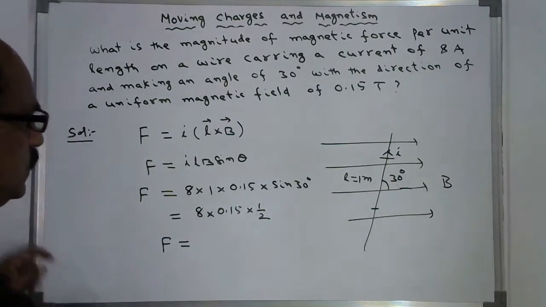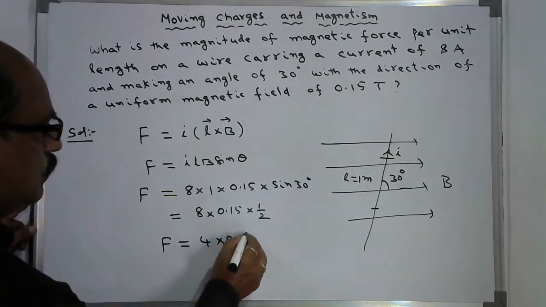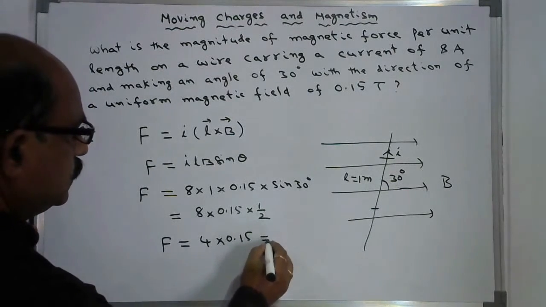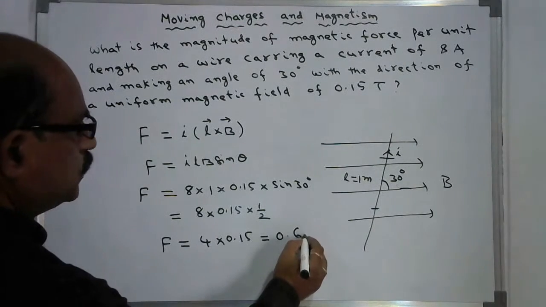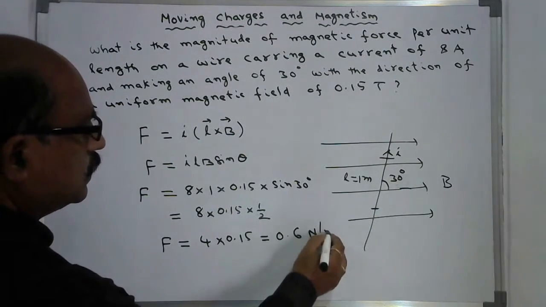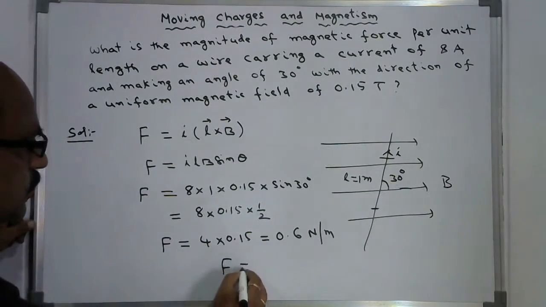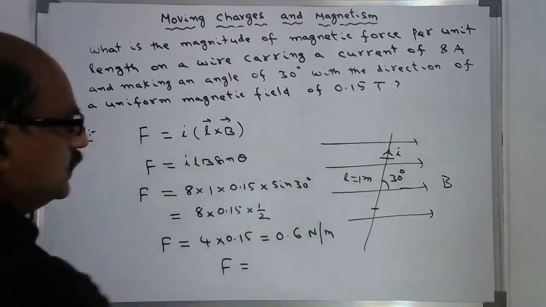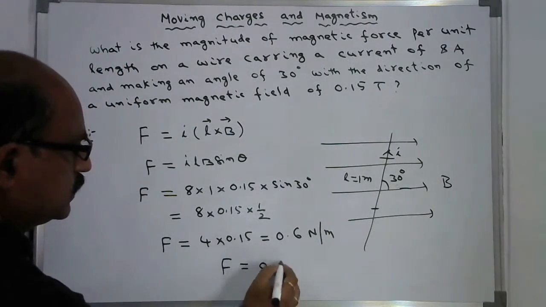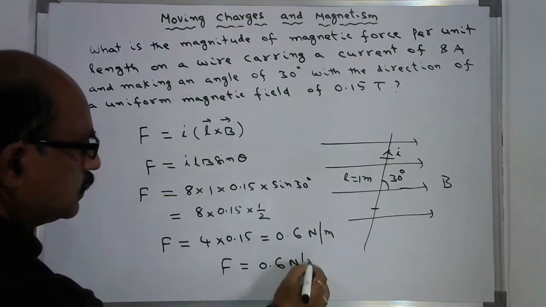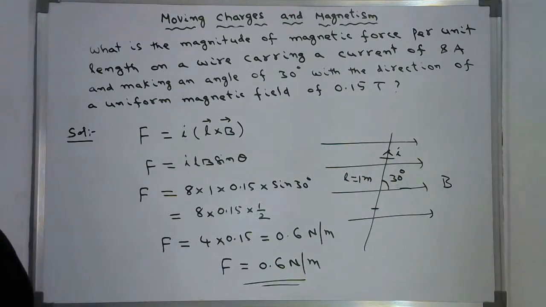It becomes 4 into 0.15, that is equal to 0.6. Force per unit length means Newton per meter. So what is your final answer? The force on this current carrying conductor in this magnetic field is 0.6 Newton per meter. This is the solution for this problem.